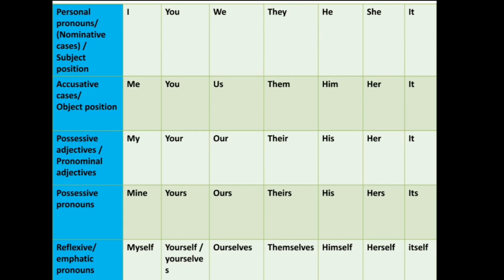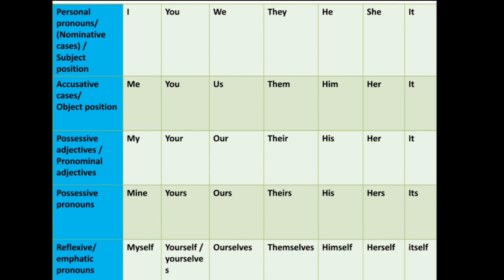Just imagine one child is sleeping. Sometimes we use the sentence, it is sleeping. Child was stubborn, I beat it. So, the word it is used for a person, correct? So, this can also be a personal pronoun.